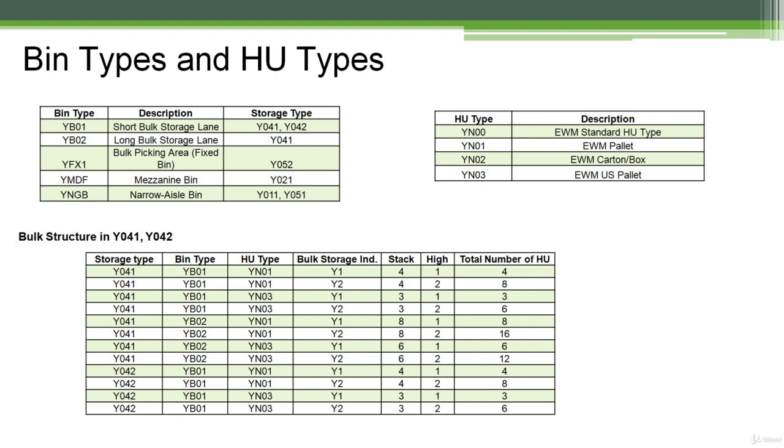This structure will be used if the product has a bulk storage indicator Y1. Similar type of bin, similar type of pallet. If the product has a bulk storage indicator Y2, they will be stacked 4 and up to 2 high. That means pallets can be kept one above the other, and the maximum number of pallets we can store in such kind of bin with such kind of product and such kind of handling unit is 8.